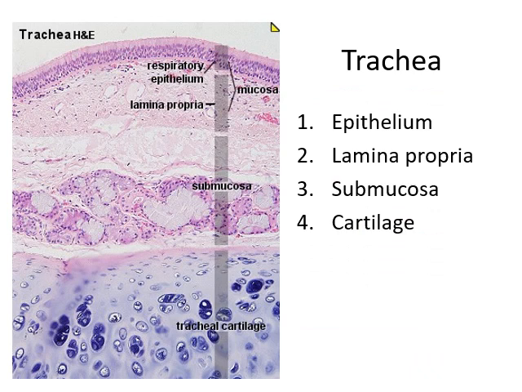Okay, so this is a high power view of the cross section of the wall of the trachea. You can see the different tissue layers that form the wall of the trachea. On the luminal side, you have the epithelium. The respiratory epithelium will line the trachea, right?